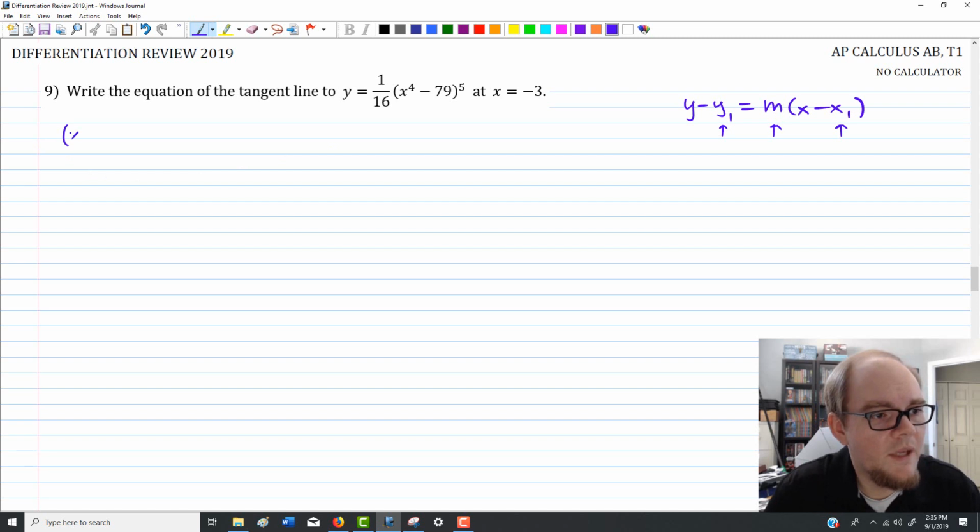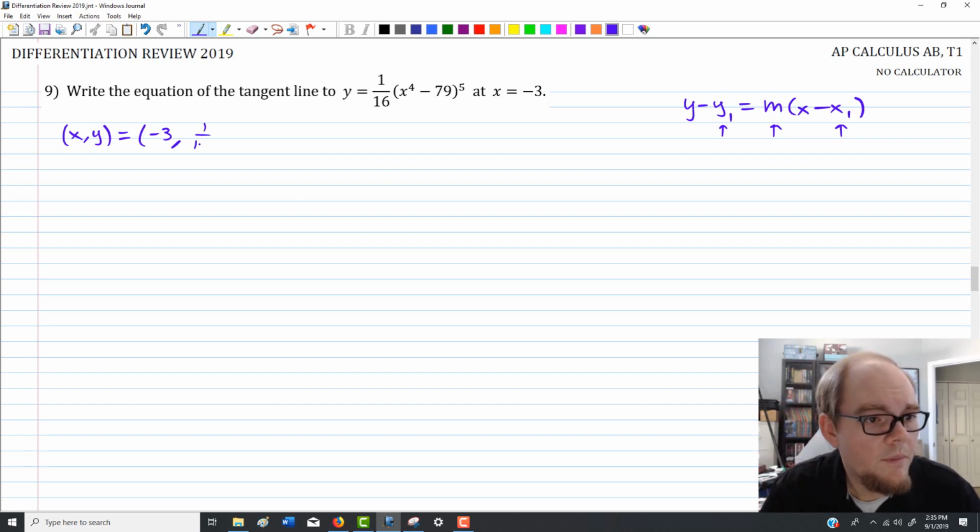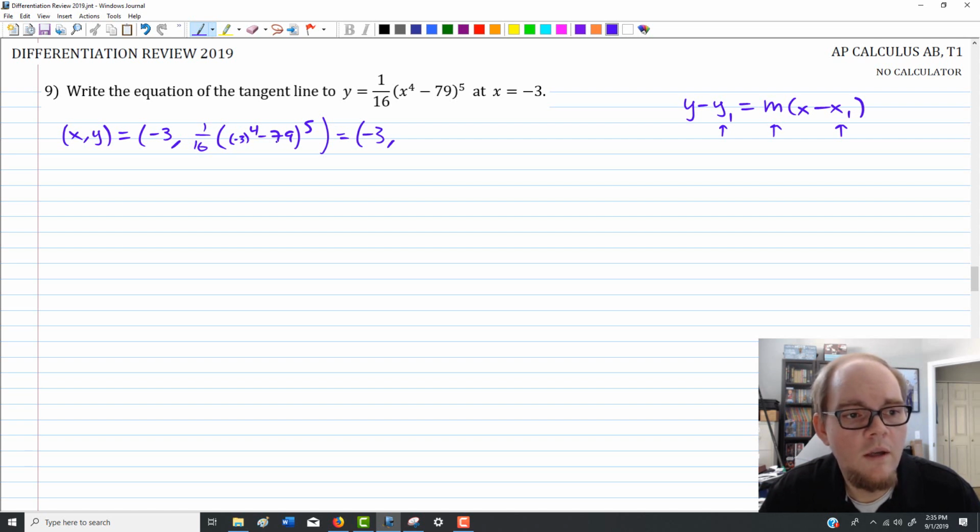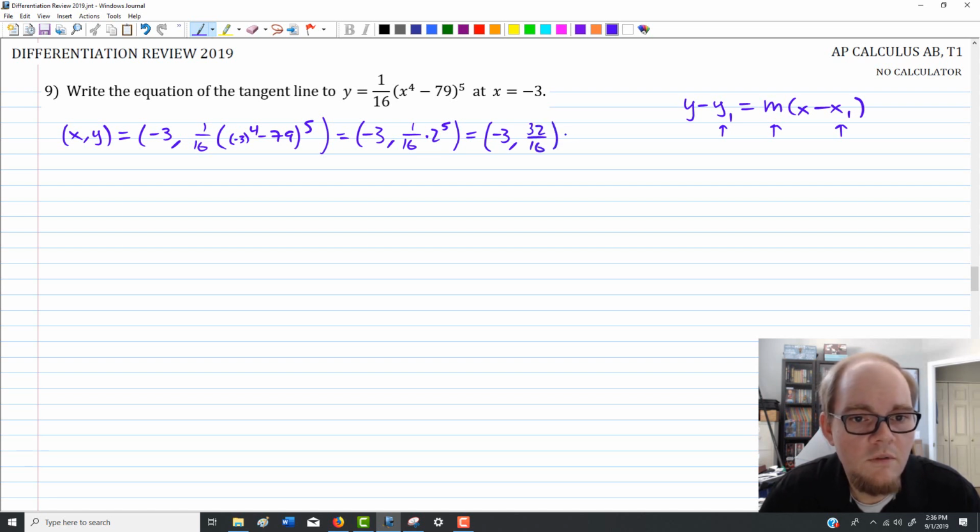So in order to get things started, a good place to begin would be to find the point of tangency. It's usually a good thing to get your inertia moving. So in this case, that's going to be whatever y is equal to when x equals -3. So for our purposes, that's going to be 1/16 times (-3 to the 4th minus 79), all to the 5th as our y value. And in looking here, this looks pretty bad, but -3 to the 4th is 81, minus 79 is 2, so 2 to the 5th. So we have 1/16 times 2 to the 5th. And if you recall, 2 to the 5th is just 32. So we literally have -3 comma 32 over 16, which is -3 comma 2. So actually our x1 and y1 are pretty clean values to find. So we're in great shape so far.